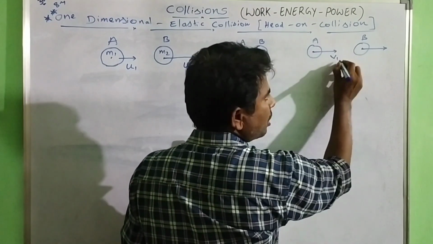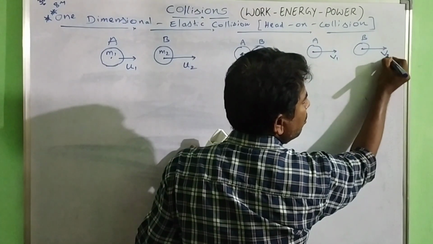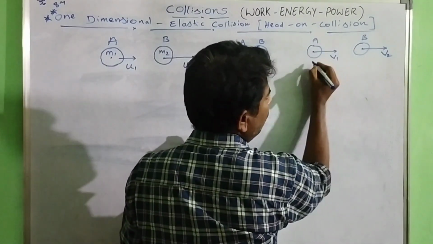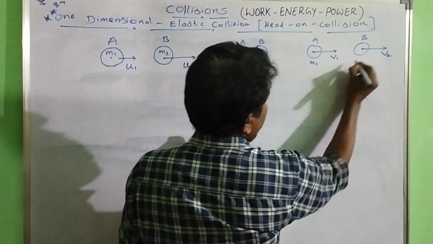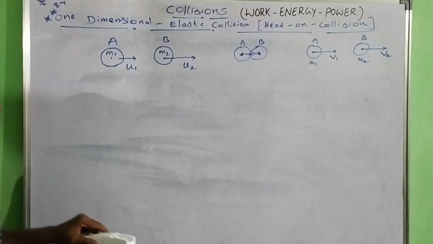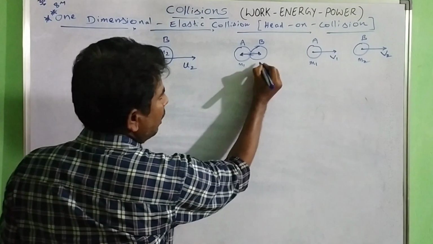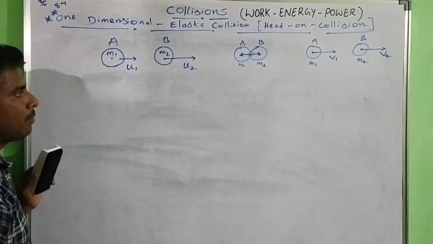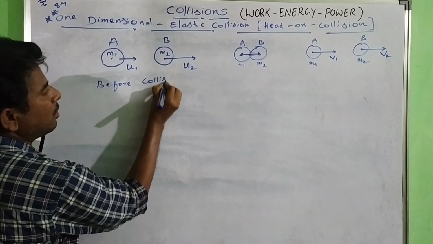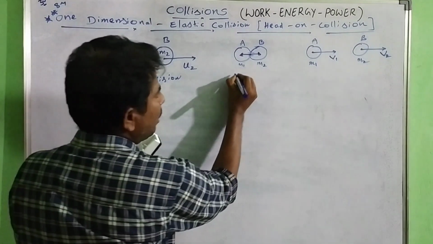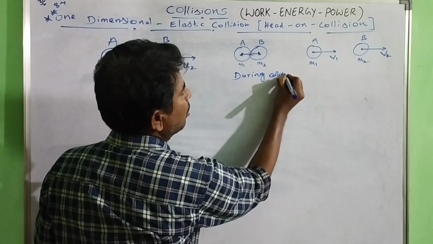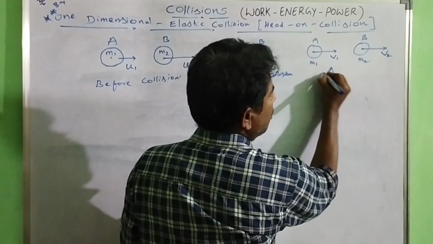First body velocity v1, second body velocity v2. After collision, the two bodies' velocities are v1 and v2, and the masses are the same, m1 and m2. The two bodies' masses are the same. Before collision, during collision, and after collision.